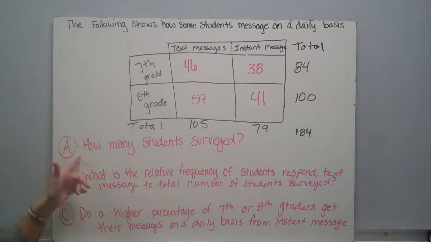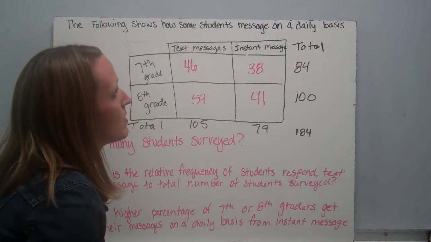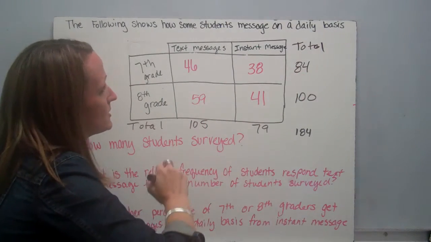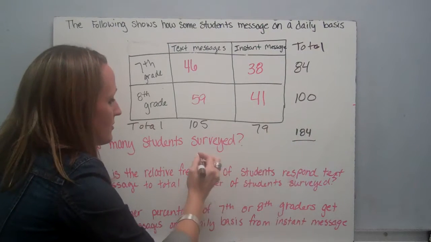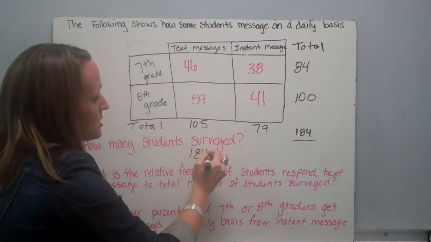Question A, how many students were surveyed? Well, that's our total overall. So 84 7th graders and 100 8th graders. So we want this number. There were 184 students surveyed.